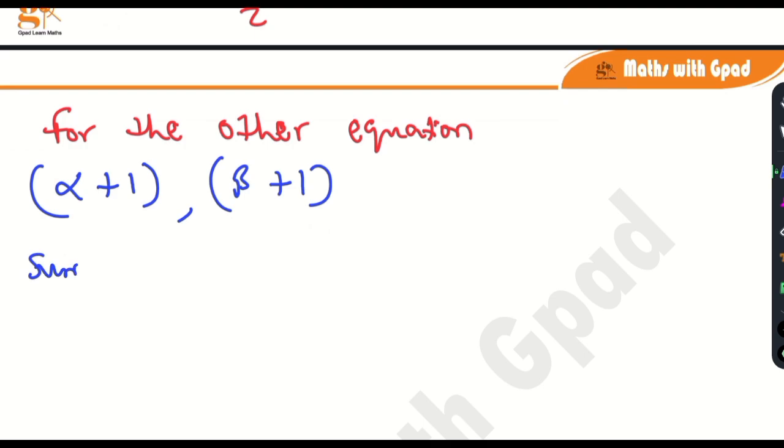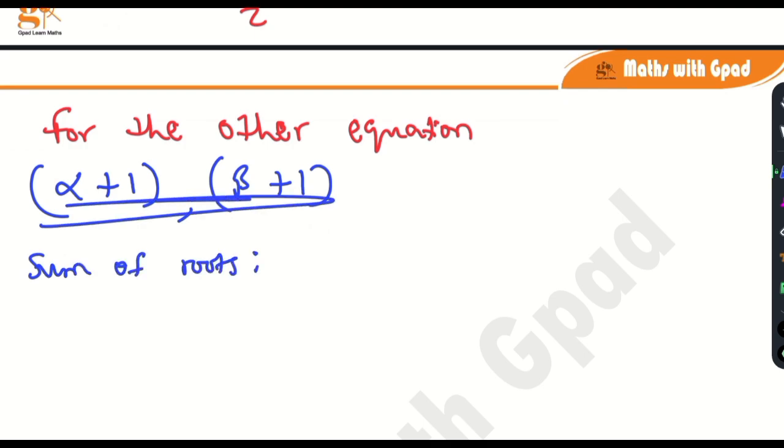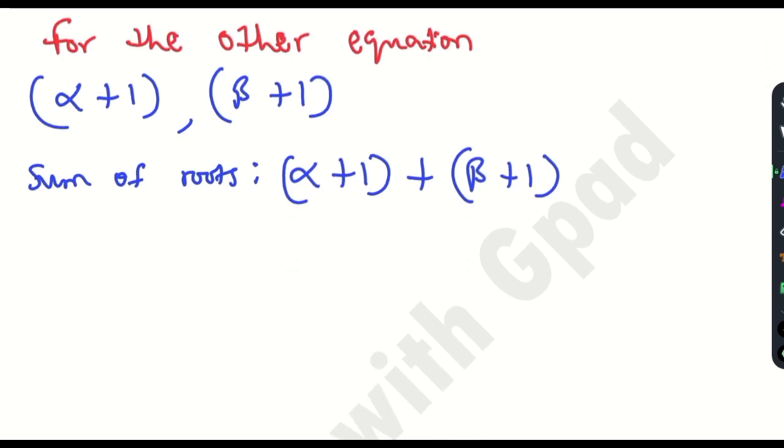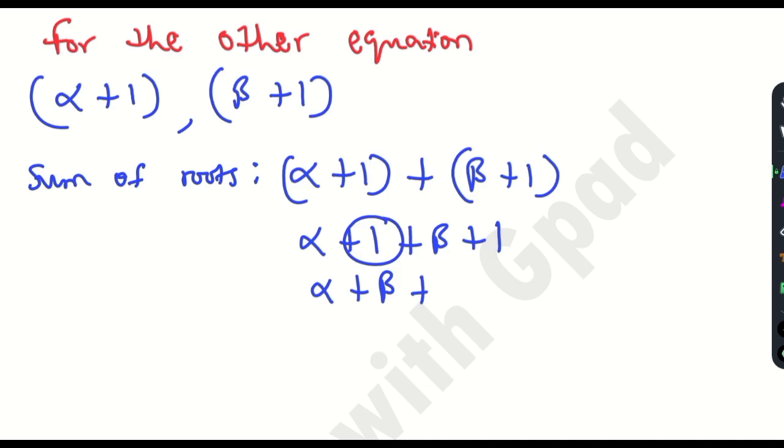So the sum of roots: we are going to add these two roots, alpha plus 1 and beta plus 1. So when you add, if you open the bracket, alpha plus 1 plus beta plus 1. Rearrange, you have alpha plus beta. What is 1 plus 1? Is that not 2? We have 2.